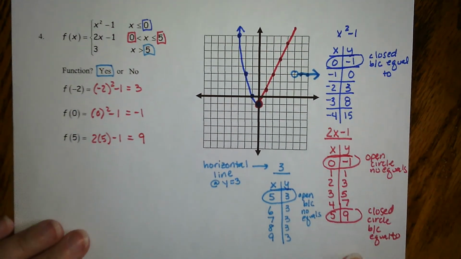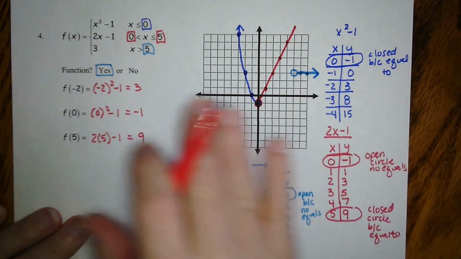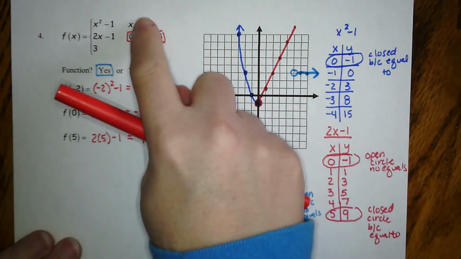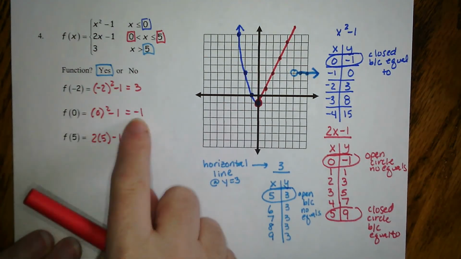Okay. So that's how you do piecewise. That's how you graph them. That's how you tell if it's a function. You look for vertical line test. And this is how you use the domain of values to answer questions about those functions.